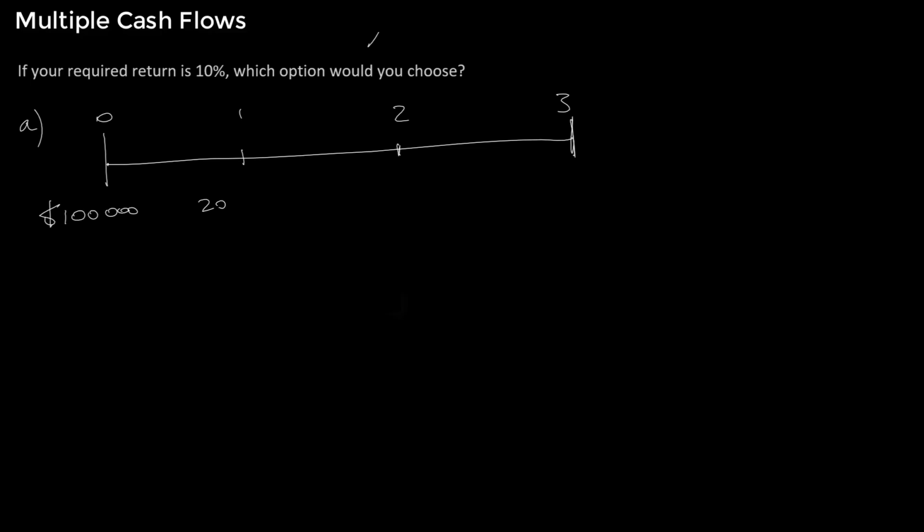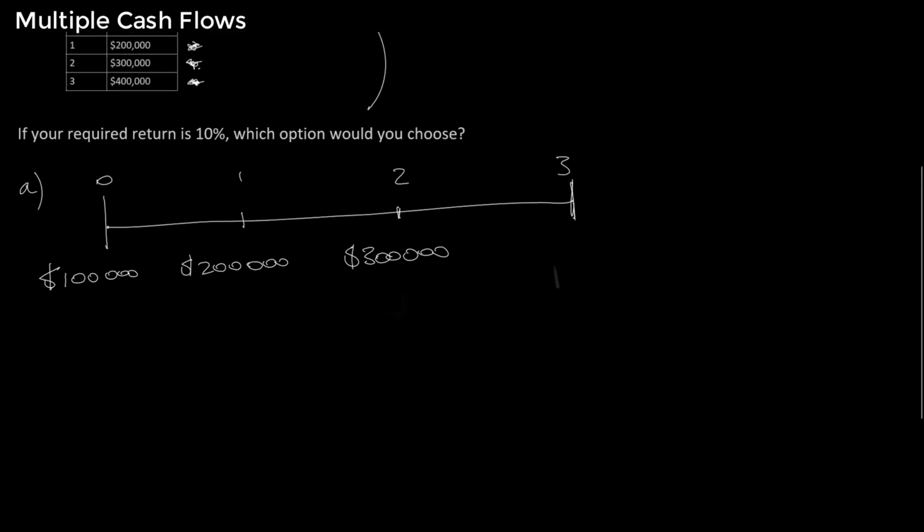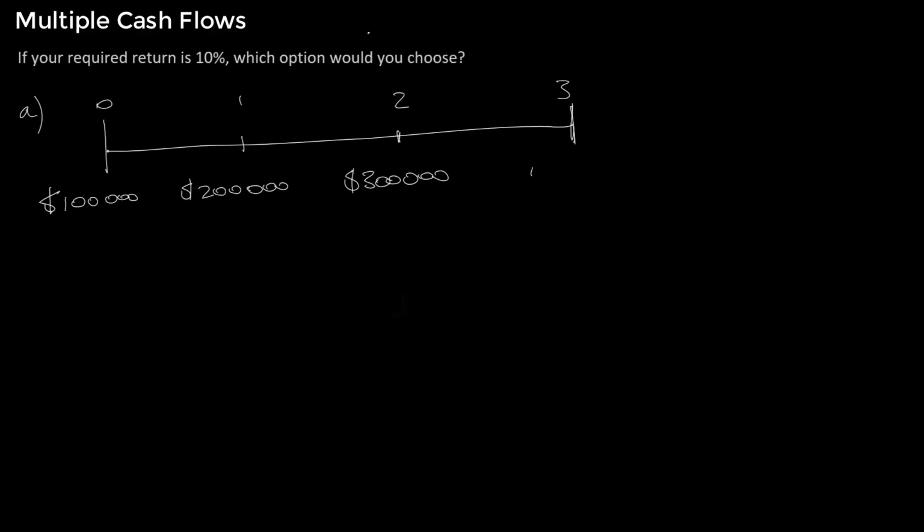So it might help to start just with a timeline. If I draw a timeline for option 1 or option A, in year 0, you get $100,000. Year 1, you get $200,000. Year 2, you get $300,000. And in year 3, I believe you get $400,000.